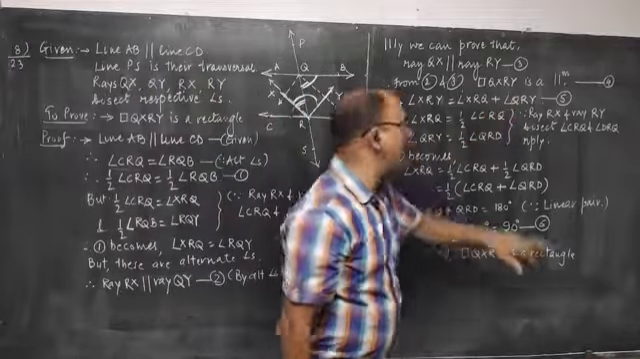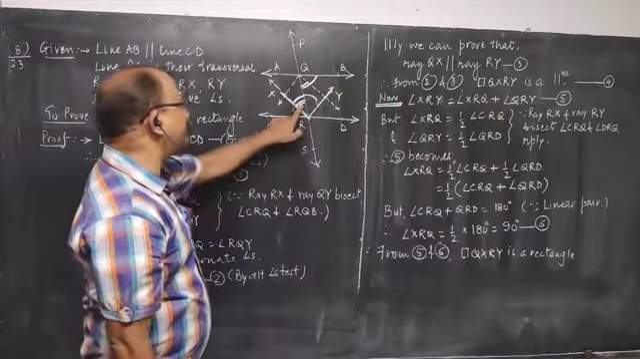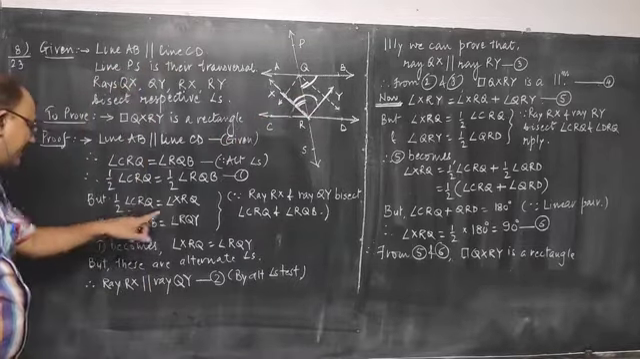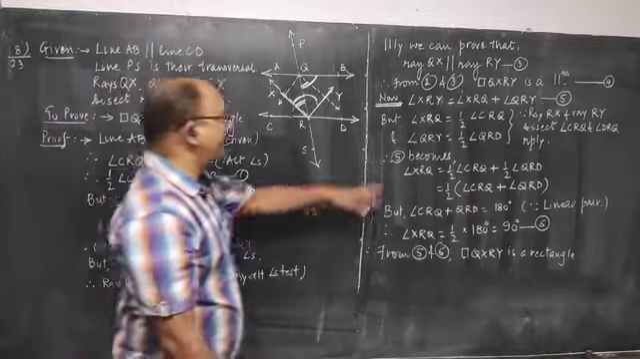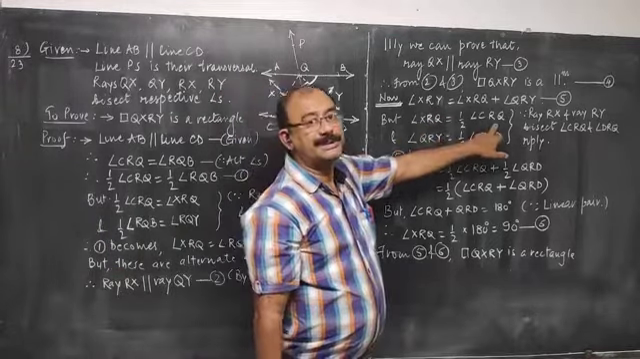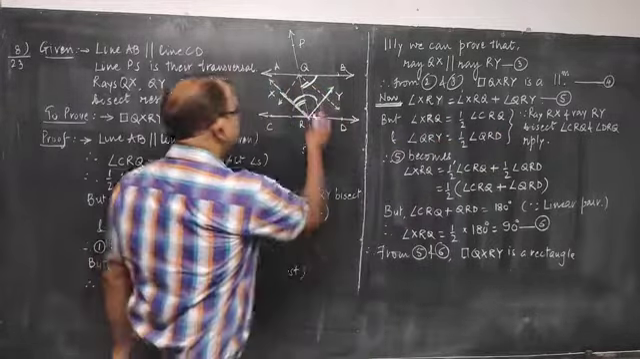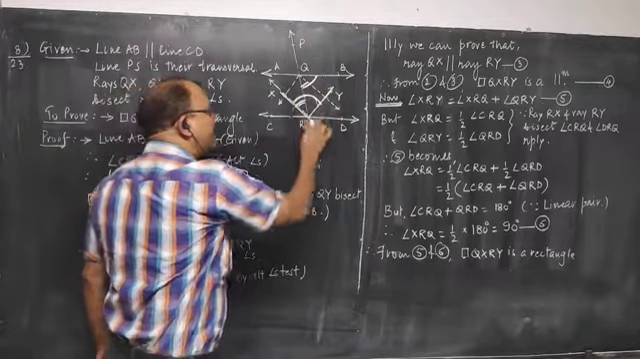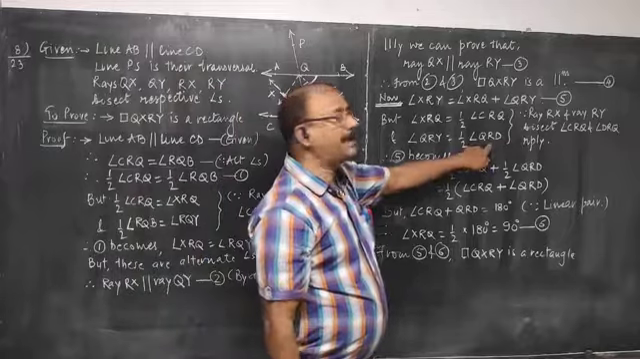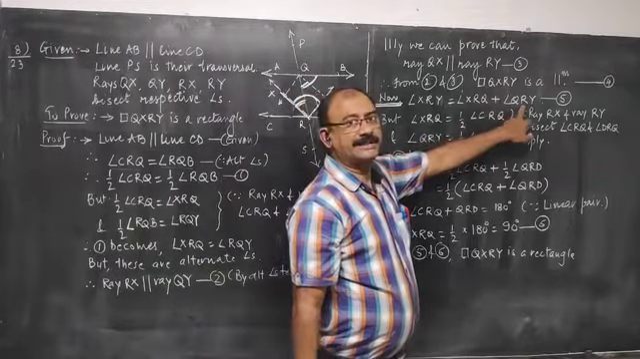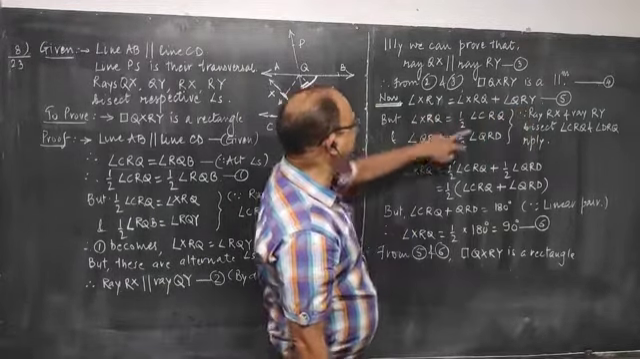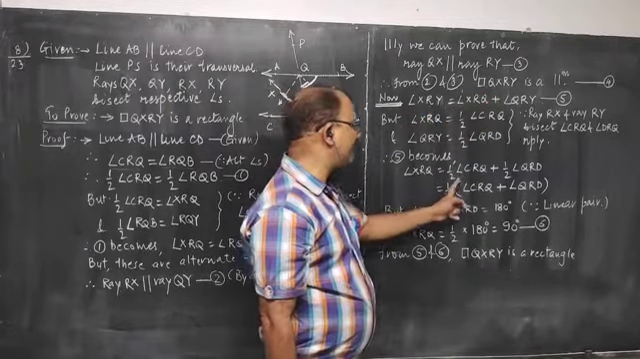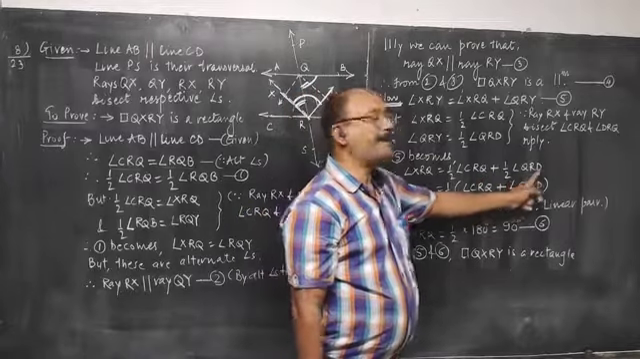XRQ plus QRY. But what is XRQ? XRQ is half of this angle CRQ. We have already written XRQ is half of CRQ, but I have written it again. Similarly, this angle is half of angle QRD. So in these two places, you can write their equivalents, and therefore equation 5 becomes XRY is equal to half of CRQ plus half of QRD.